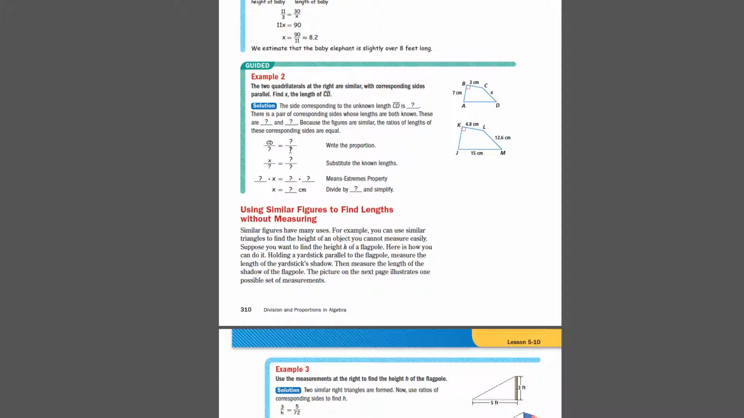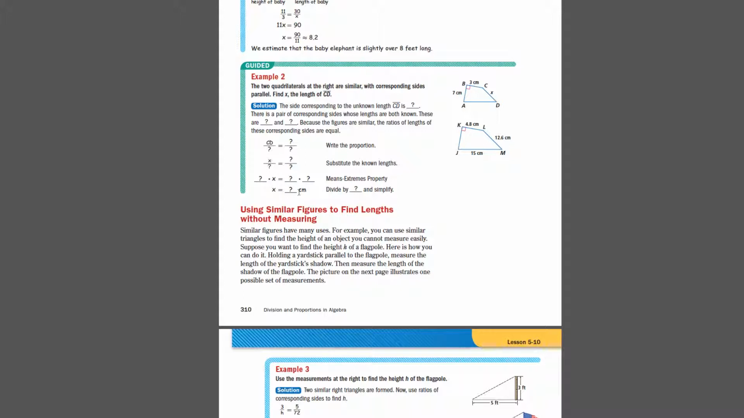Now we do our substitution. X is our unknown. LM is 12.6, BC is 3, and KL is 4.8. Now we use the means extreme property. We get 12.6 times x equals 4.8 times x is equal to 3 times 12.6. We divide by 4.8, and we get that x is equal to 7.87.